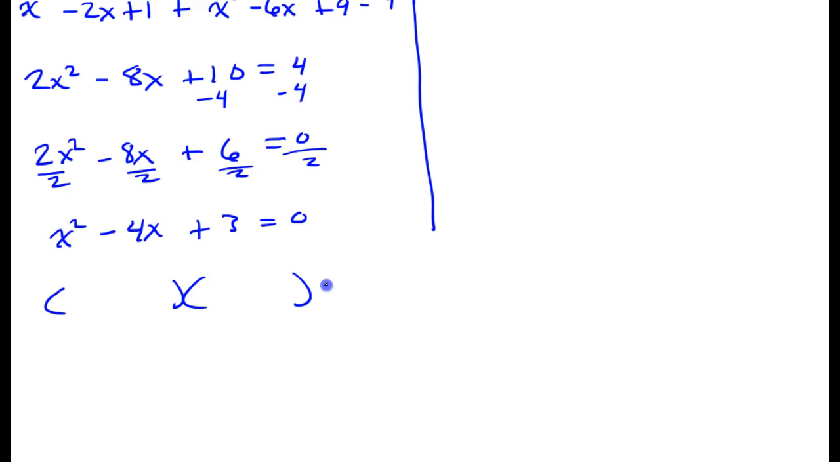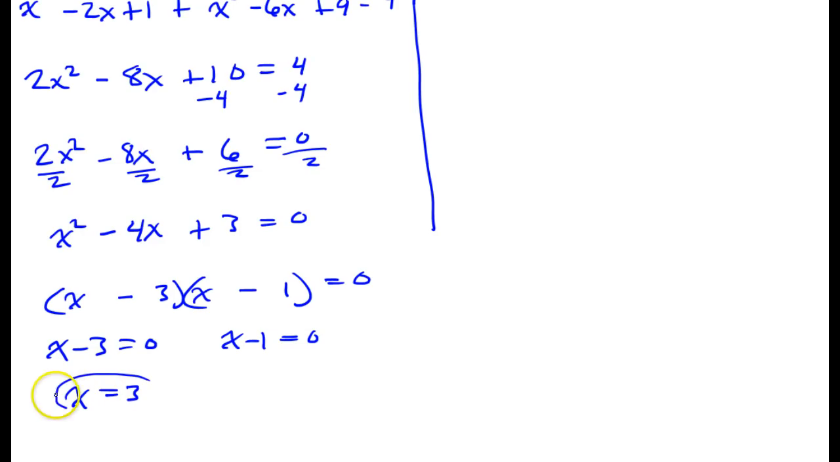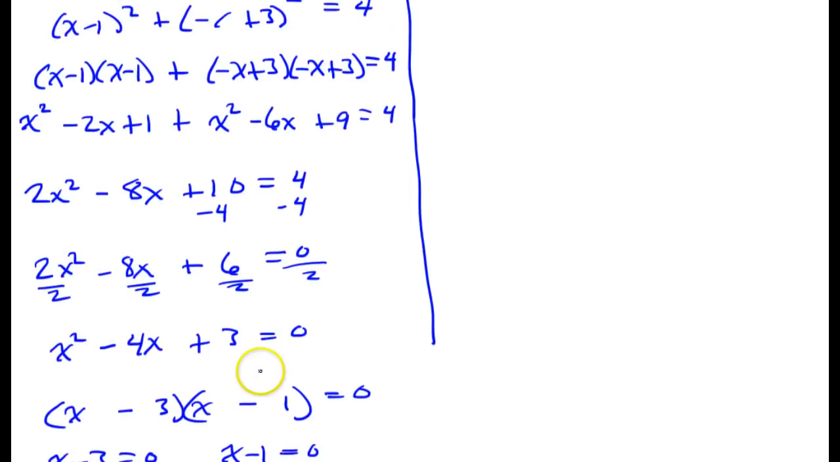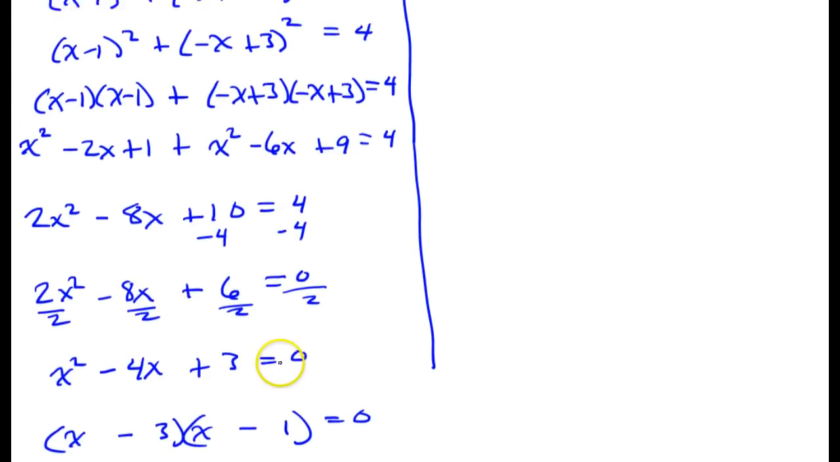Now, this is probably factorable. So x squared is x times x. 3 is 3 times 1. If I make them both negative, they will add up to negative 4, and negative 3 times negative 1 gives me positive 3. So this is how it factors. Now I can find the solutions by setting each of these equal to 0. So I get x equals 3 and x equals 1. These are the x values of my solutions.